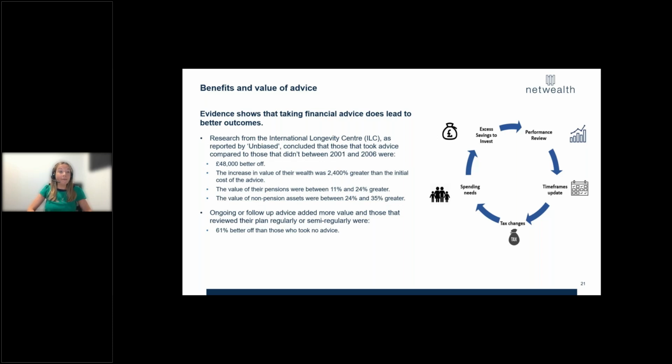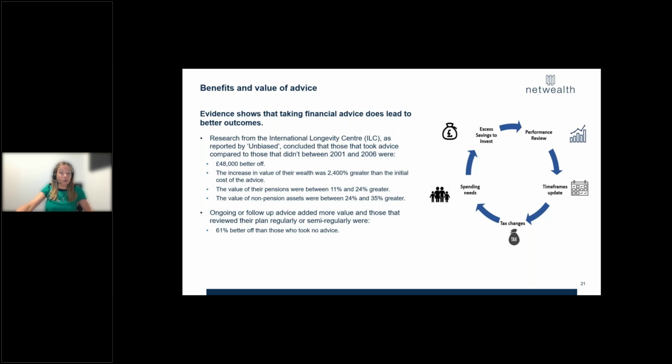But what we have seen actually, and what research does show, is that generally speaking, having a robust financial plan in place does lead to better outcomes. And so taking advice to ensure that you have done so may actually be appropriate for you.